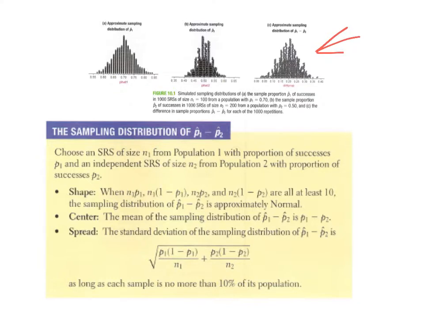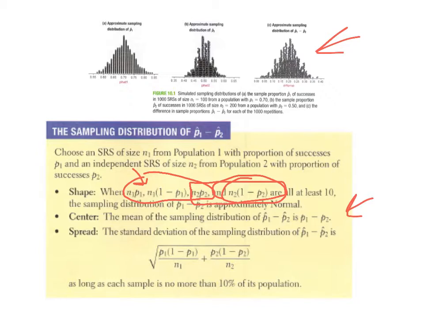So our shape here is approximately normal, and what you'll notice is we just did our large counts rule. We did it for both samples, right? We did it for sample 1, and here's sample 2 right here. We did it for sample 2, and we made sure both of those were at least 10, so we get that approximately normal distribution.